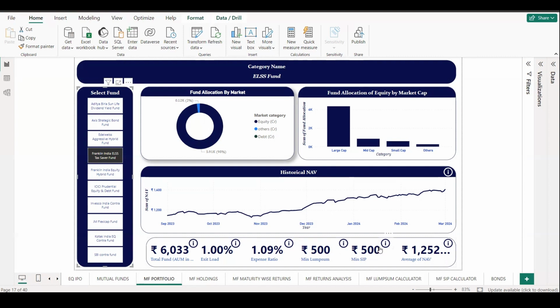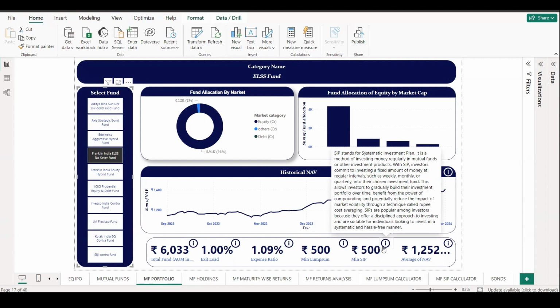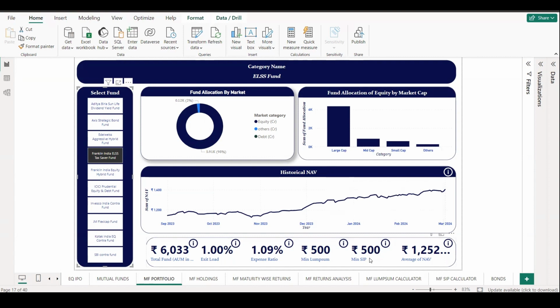Before moving on, let me just explain what SIP is. You can see it in the information button as well. Its function is similar to a recurring deposit. Instead of depositing a bulk amount, you can choose a systematic investment plan where you deposit a small amount periodically. That allows you to create a large investment by the time you retire. Most individuals, especially salaried individuals, choose systematic investment plans, so they can grow their fund in a repeated, systematic way.